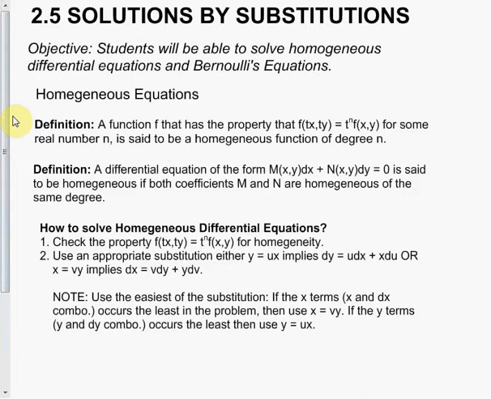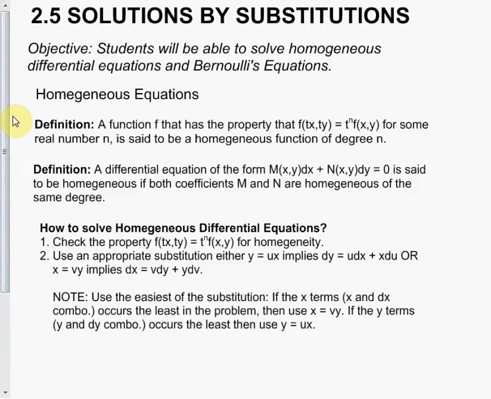When you look at M and N, M is some function of x and y, and N is some function of x and y. Look at those guys. Look at dx and dy. Just count the dx's, how many do I have? Count the dy's. If dx occurs least compared to dy, then you use x equal to vy. It's going to make the substitution and the simplification easier.